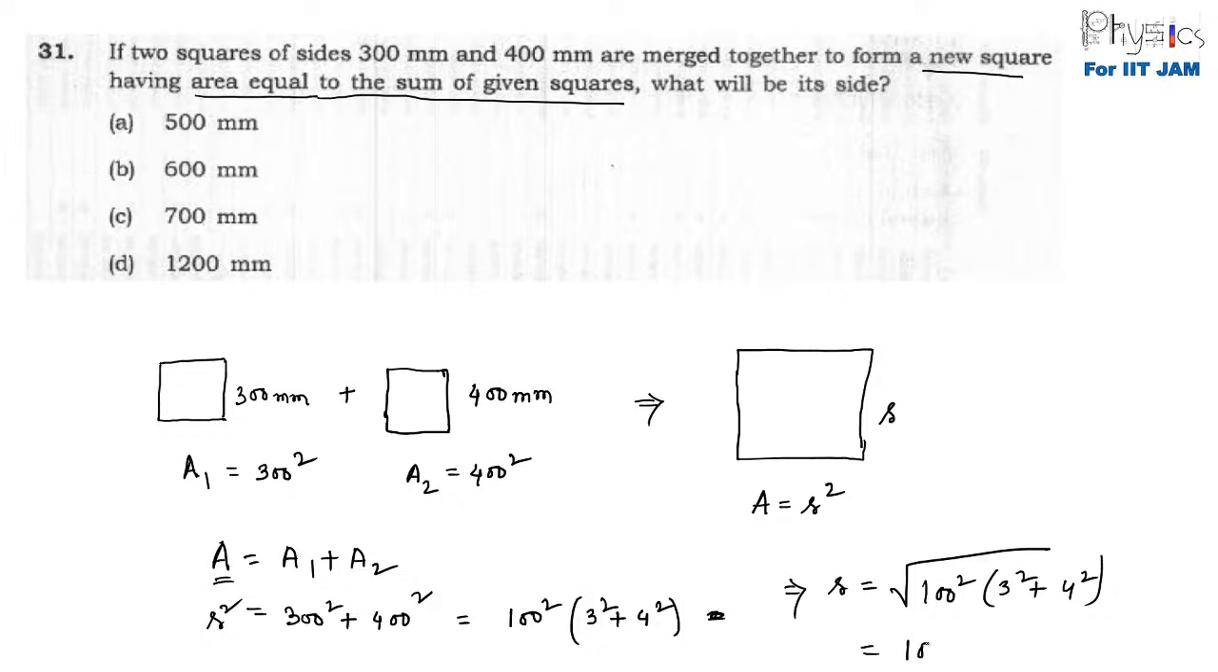That means 100 multiplied by root over 3 square plus 4 square, that is 9 plus 16, root over 25, right? That means 5. That means 500 millimeter. So our correct answer is option A, 500 millimeter.